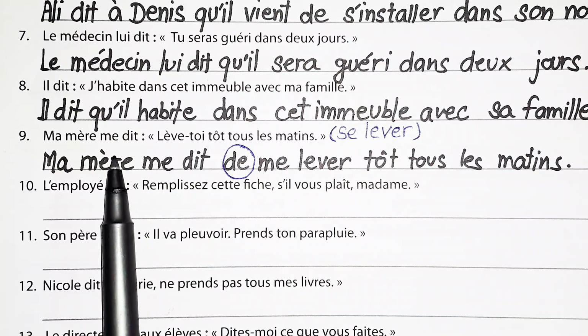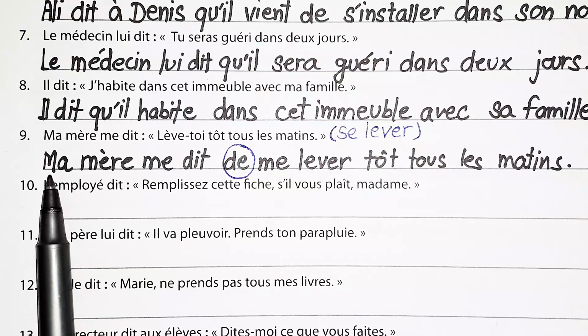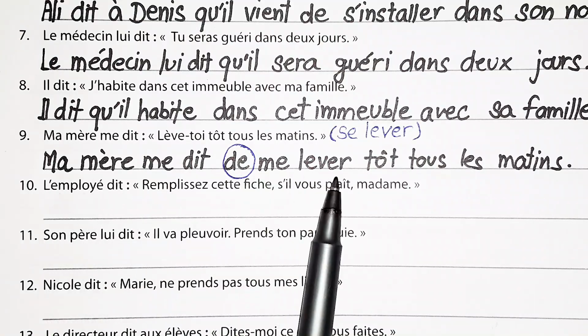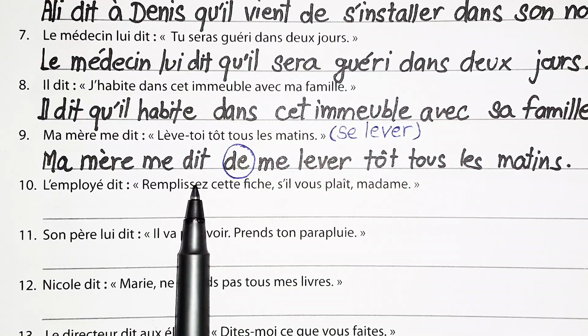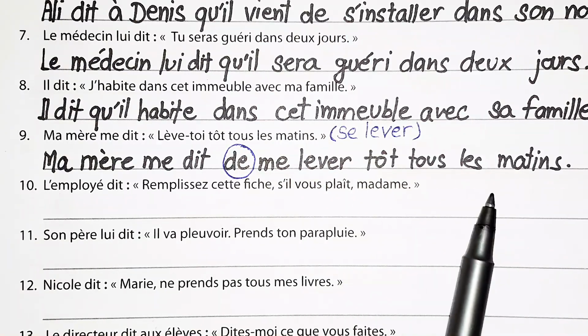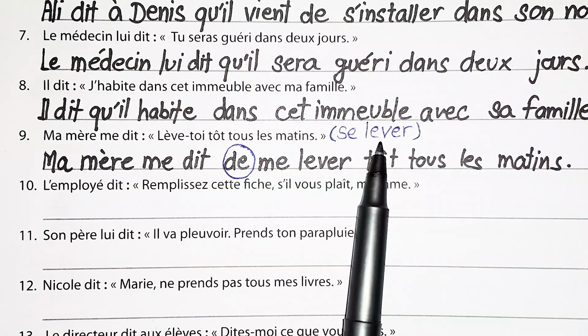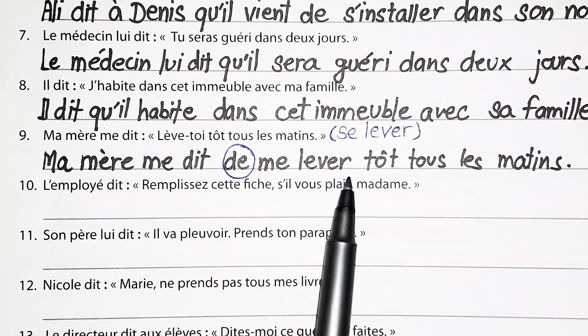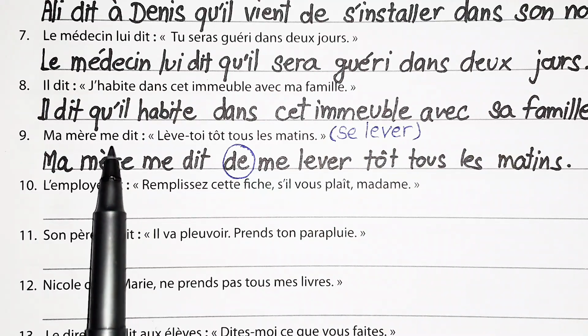That means my mother says to me, get up early morning. And after changing it, it is like ma mère me dit de me lever tôt tous les matins. Means my mother suggests me to get up early every morning. Now the verb was pronominal here, se lever. So we have changed it into me lever, because the person to whom the advice is given is me.